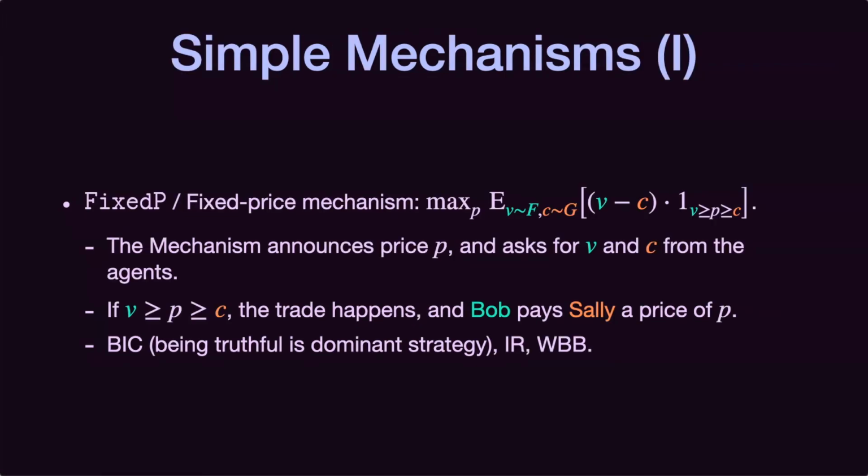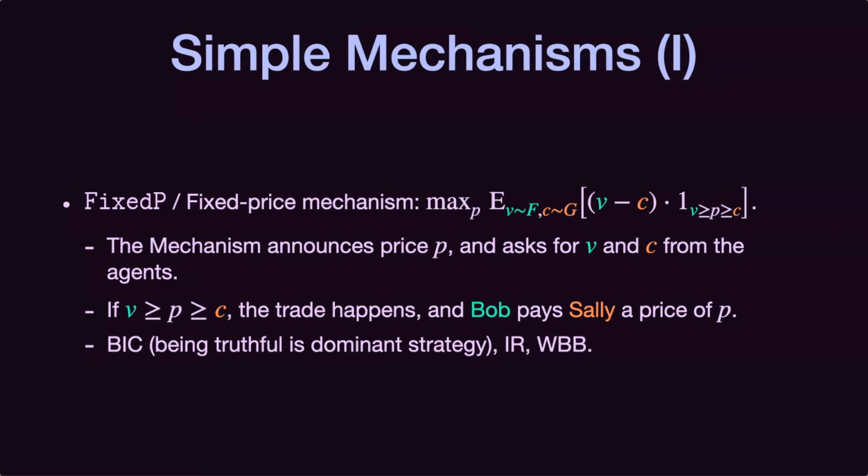Now we look at some examples of simple mechanisms. The first one is the fixed price mechanism, where the mechanism first announces the price of P, and then asks for the value V and cost C from the players. And then if the value is at least P, and the cost is at most P, then the mechanism proposes a trade, and Bob pays Sally a price of P to get the item.